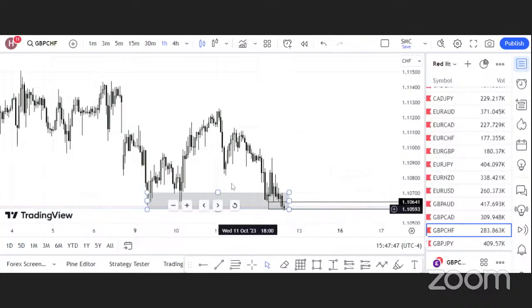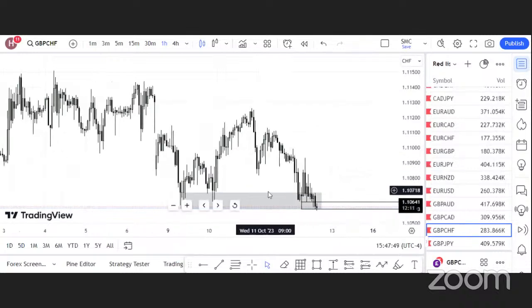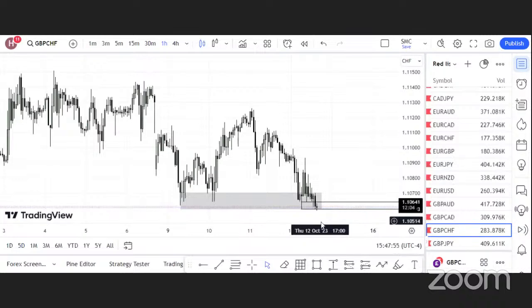So another thing to put into consideration is the candle close. You need this candle to fully close before you can decide if the market would go down, or if it's going to continue, or if it's going to reverse to the upside.